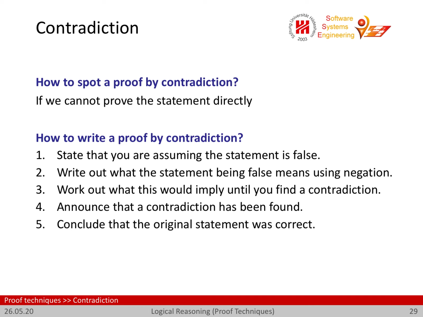So how do you write it down? First, you state that you are assuming the statement is false. That's basically when you announce, I'm now trying to do a proof by contradiction. You write out the false statement by negating it, so it's very clear what you really want to prove. Then you work out the various implications of that, trying to identify a contradiction. Once you find a contradiction, something that just cannot be, you announce that a contradiction has been found, and you conclude that the original statement was indeed correct.